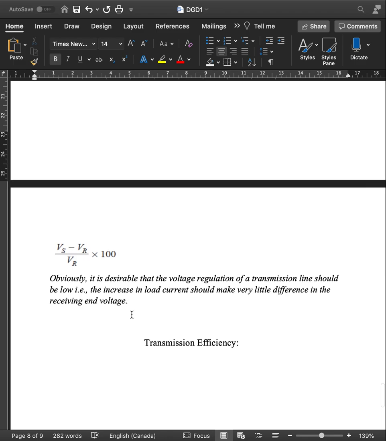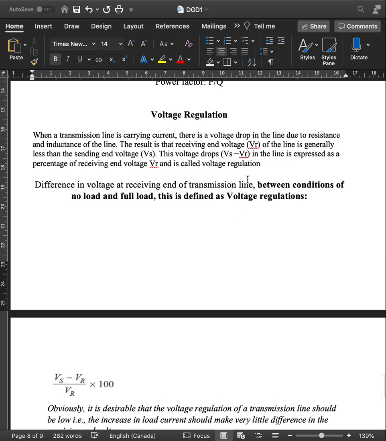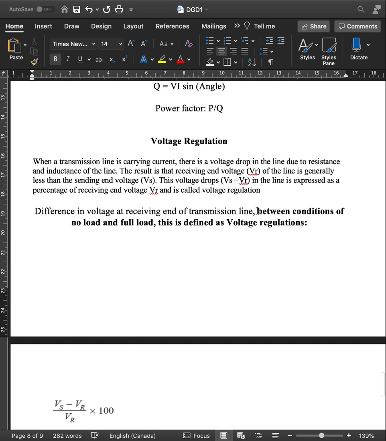Alright, so I wanted to point that out because transmission efficiency is kind of similar to this, but voltage regulation is generally mostly defined in these terms: a difference between the condition of no load and full load, and this is defined as voltage regulation.